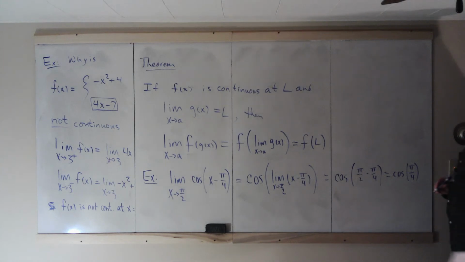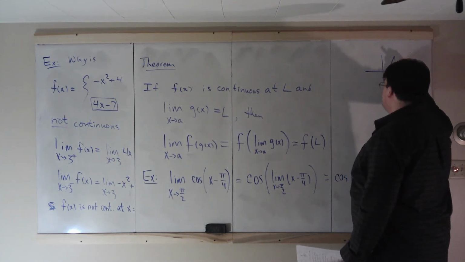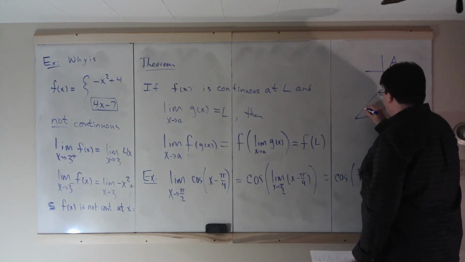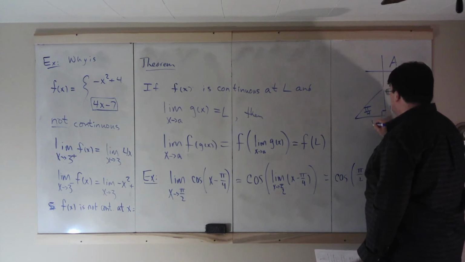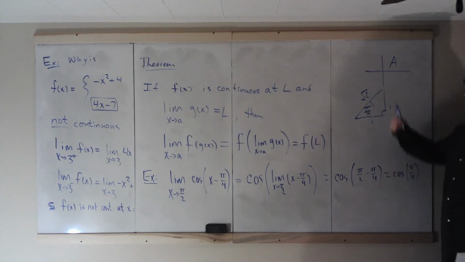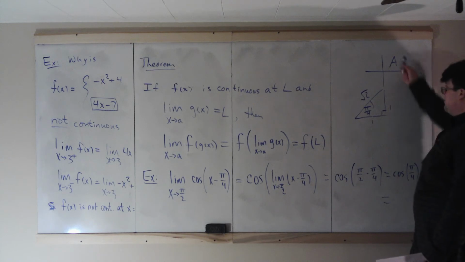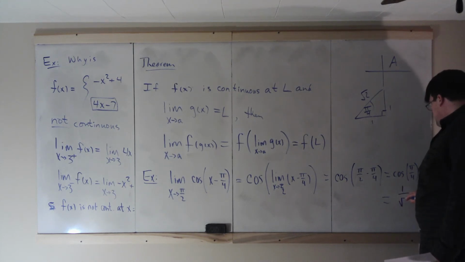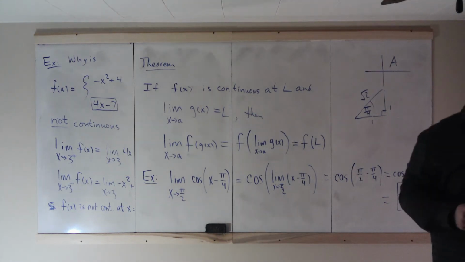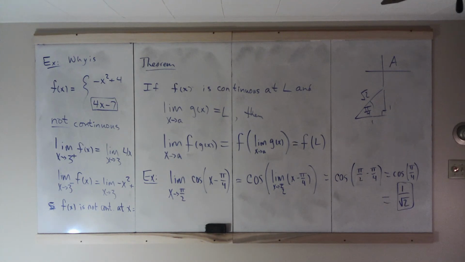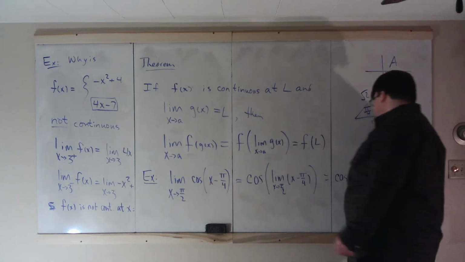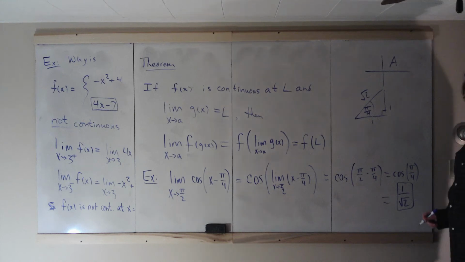What's the cosine of pi over 4? Pi over 4 is in quadrant 1. Cosine is adjacent over hypotenuse. There's our triangle. There's pi over 4. Adjacent is 1. Hypotenuse is root 2. Positive from that quadrant. So we get 1 over root 2. And notice that what this did is allow us to treat this limit essentially as a direct substitution.